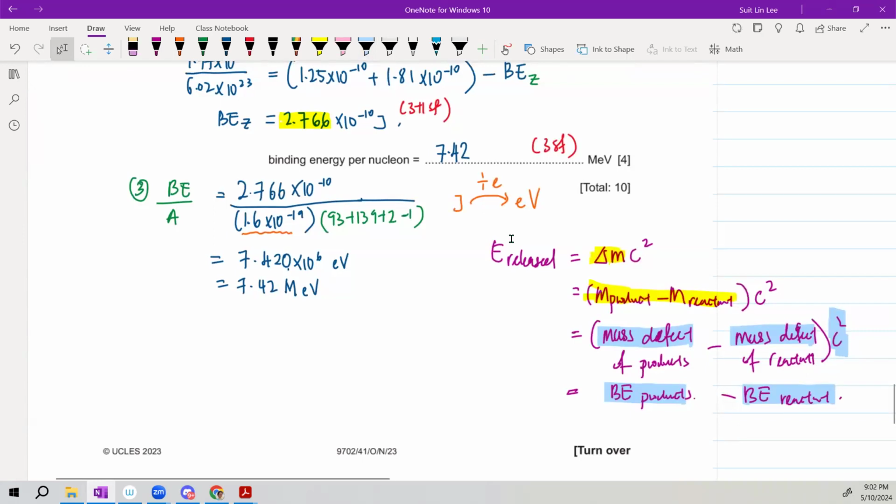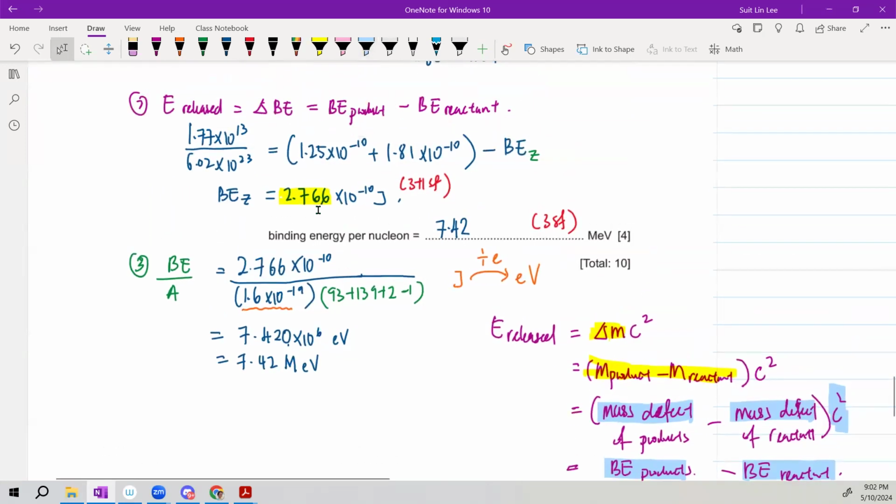When you have a product minus reactant, you can omit the sign if the sign is a concern for you. Because this is not chemistry, most of the time we allow you to drop the negative sign. Does this one have a negative sign? I don't think so. 1.77. Yeah, it does not.